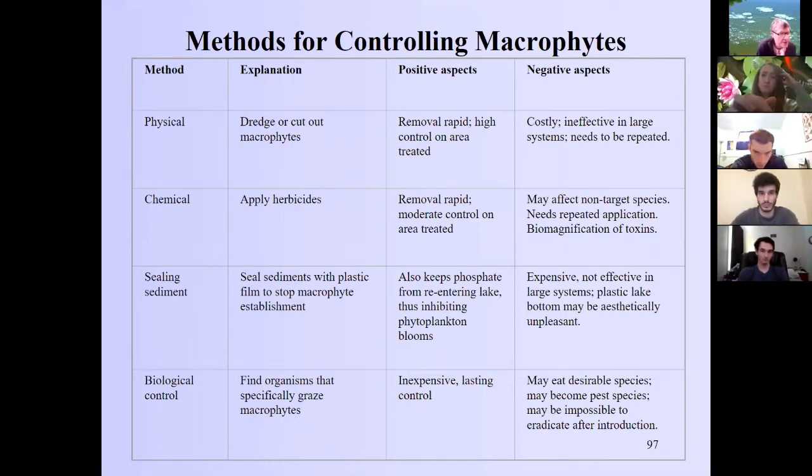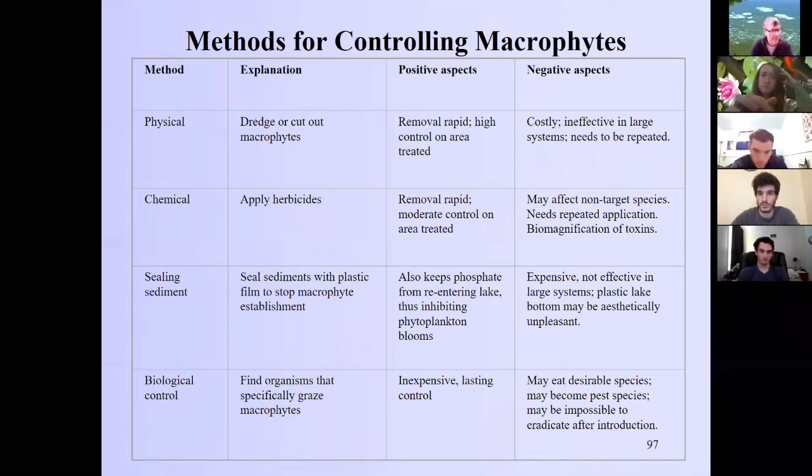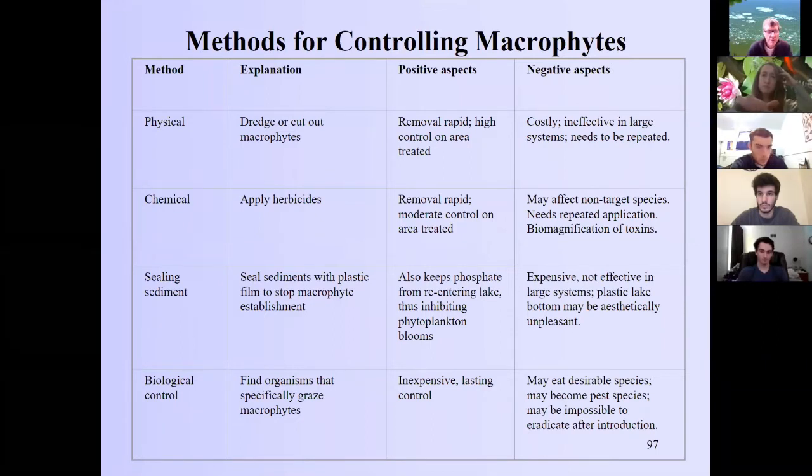What are some of the reasons for wanting to manage the macrophytes? Oh yeah, well, if a lake is completely filled with macrophytes, you can't boat, you can't swim, you can't fish. So the things that people want to do on lakes become impeded. So that's a good question. I should have said that.